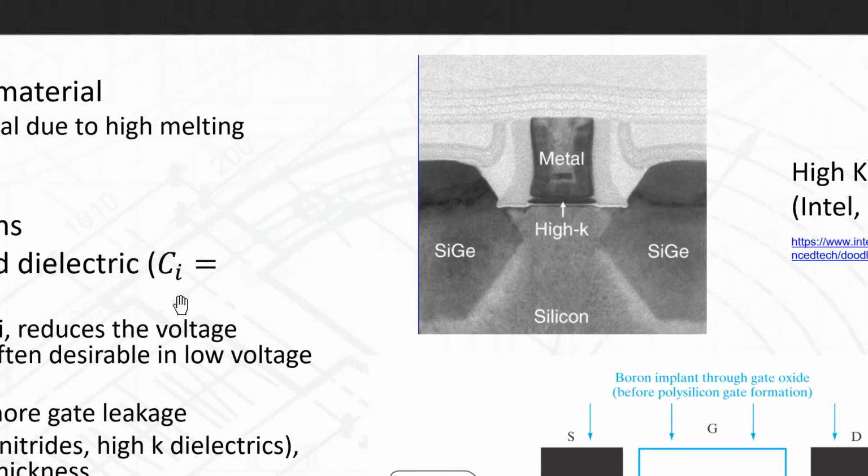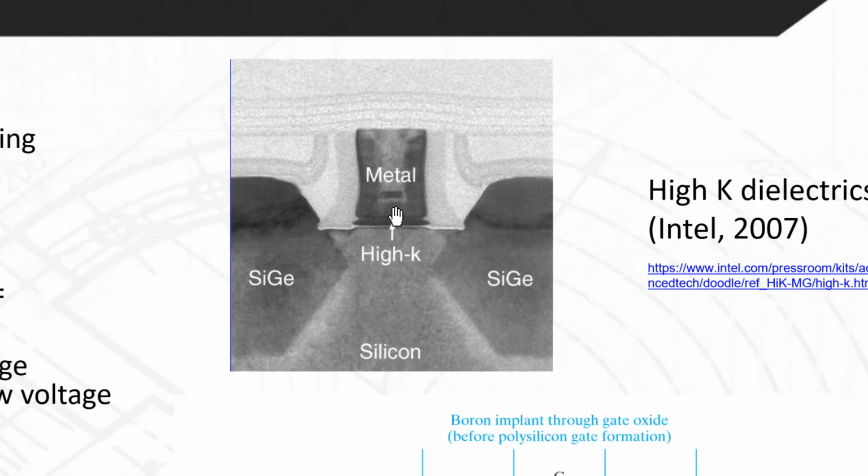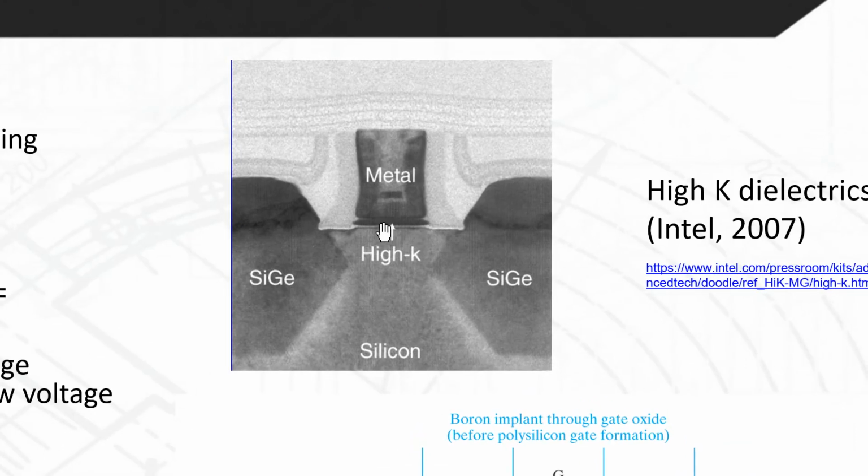If we look at this picture here, this is a picture of an actual MOSFET device that Intel showed at a conference in 2007. This had a metal, a high K dielectric here, and then this was the channel region just underneath. I mean, the point of this is to show you that you can actually have very thin gate oxides that are just a few atomic layers thick. I think nowadays they're using gate oxides that are just like a few nanometers thick.